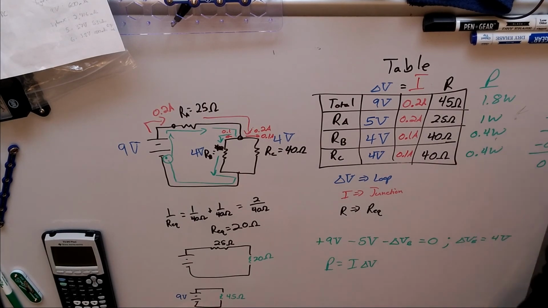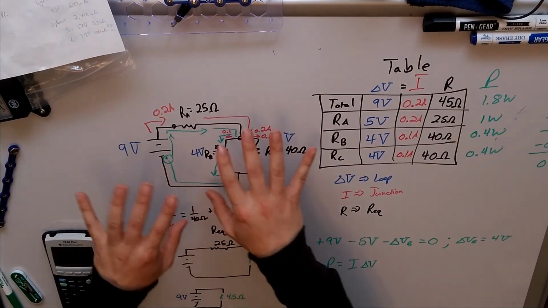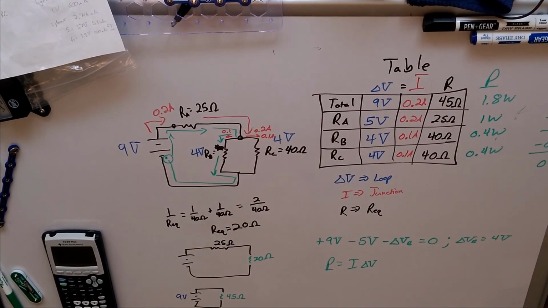The battery is putting out 1.8 joules every second, and each of the resistors total is now using up that total energy. All of the energy is being used up in our circuit, and we're not creating energy and we're not destroying energy. As I said, the loop rule is not exactly energy, but it's based off of energy, and it works.